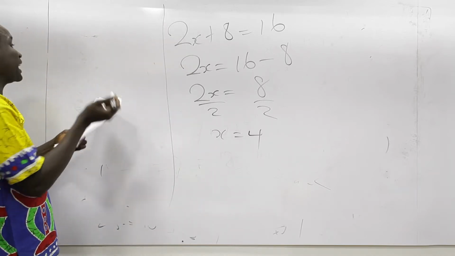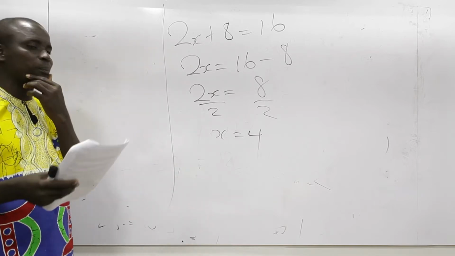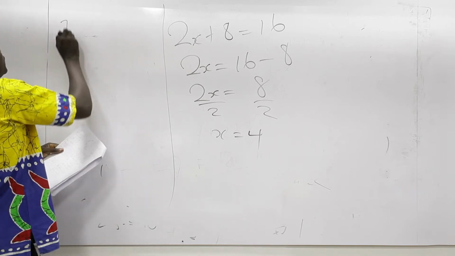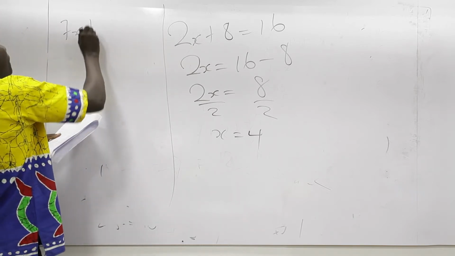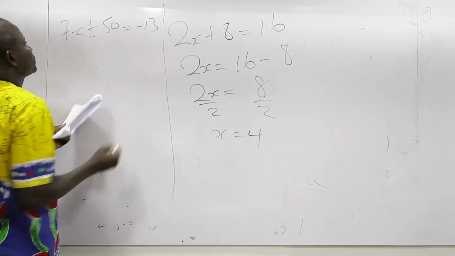That's why I'm telling you that this one, I'm not going to project it, but when it reaches the word problem, then I'll be doing a certain sort of projection. Let's look at another one. 7x plus 50 is equal to negative 13.